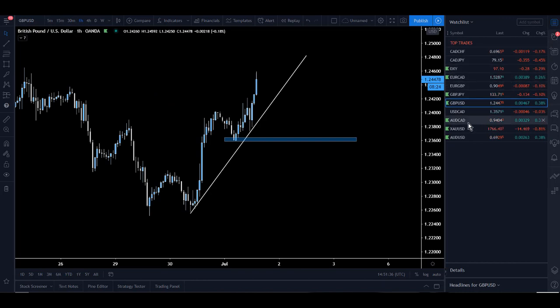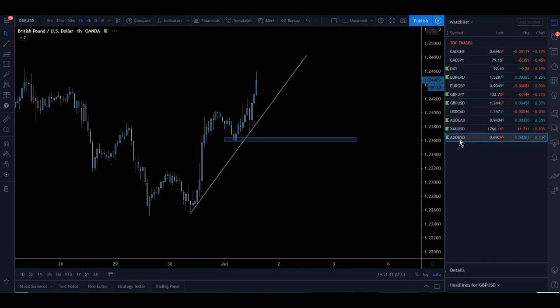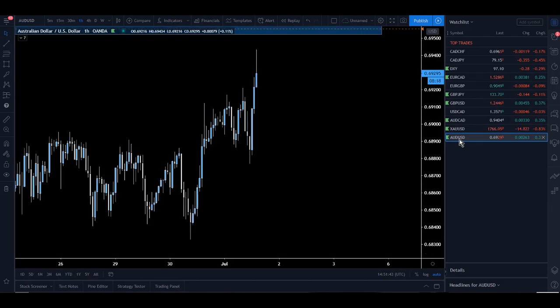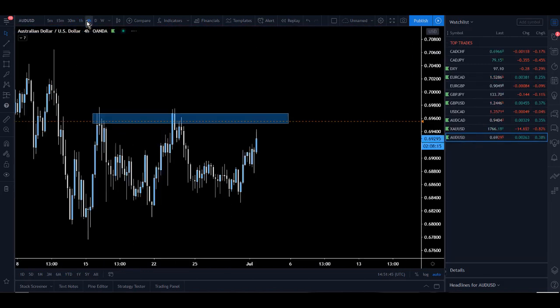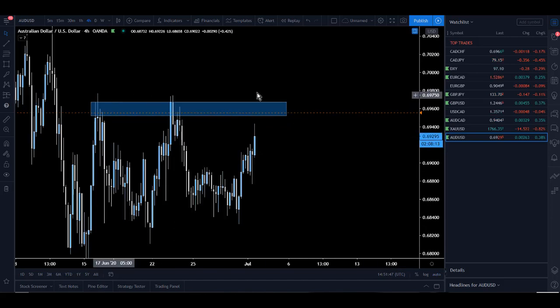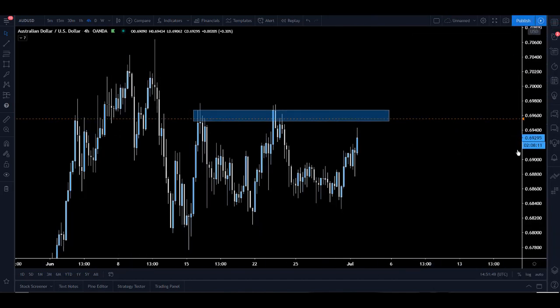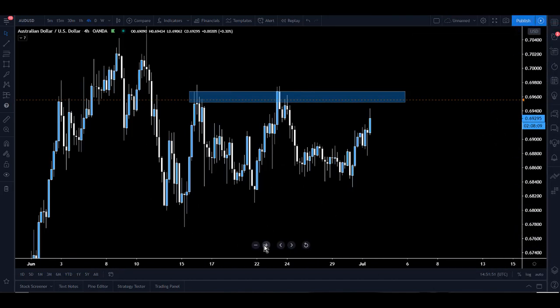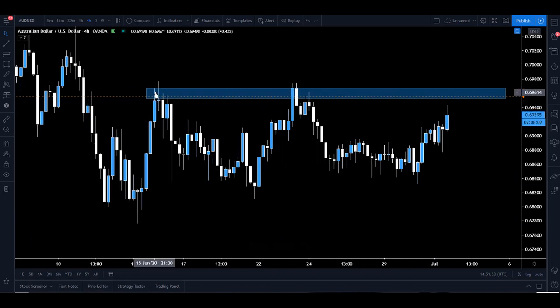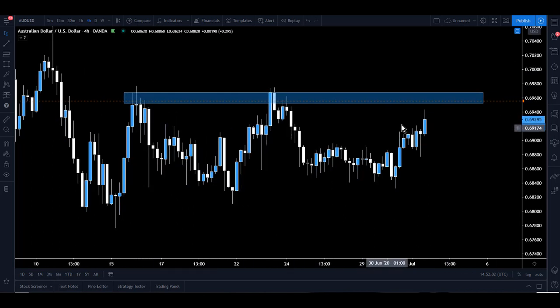Another dollar pair high on our list is Aussie dollar. I've actually got this zone marked out. I don't know whether we're going to get there, but twice we've seen price come into this zone around about 69.60, and we've seen sellers come in twice now. Could we come into that zone for a third time?